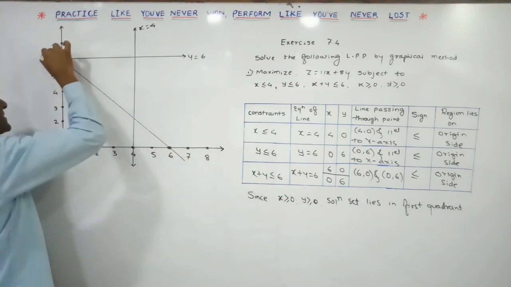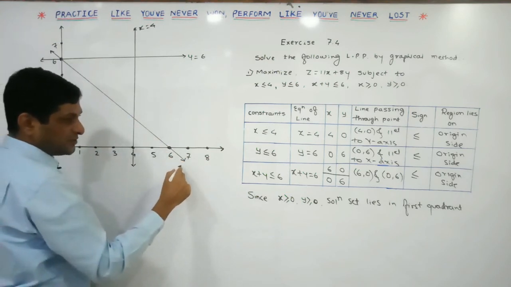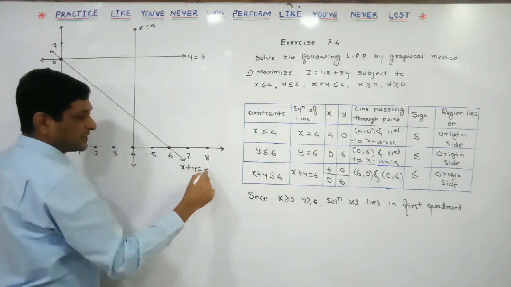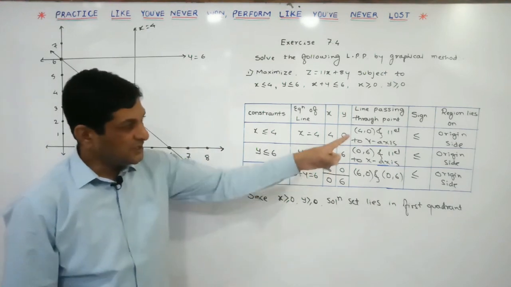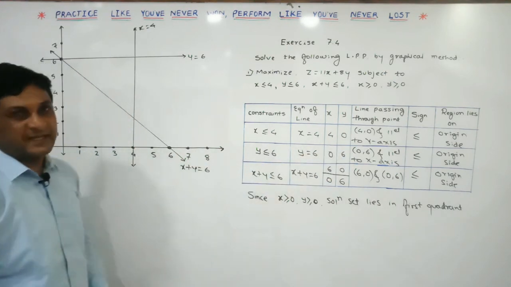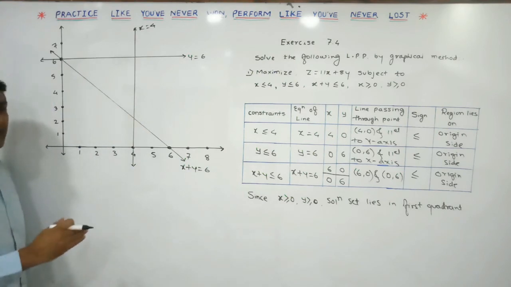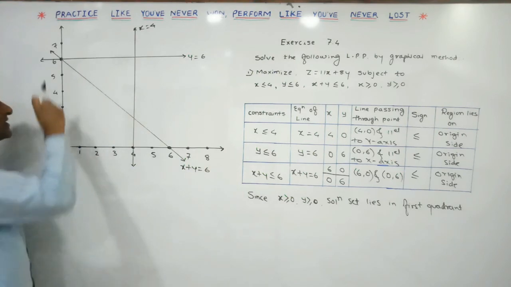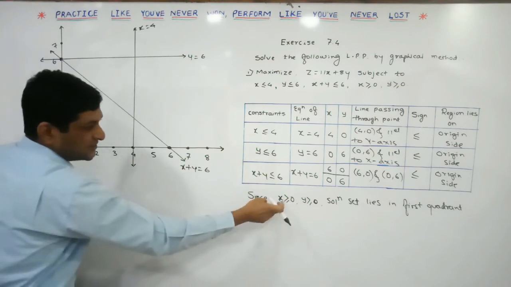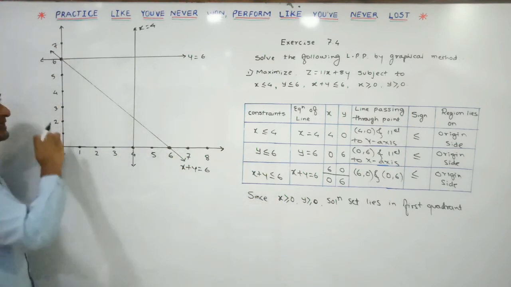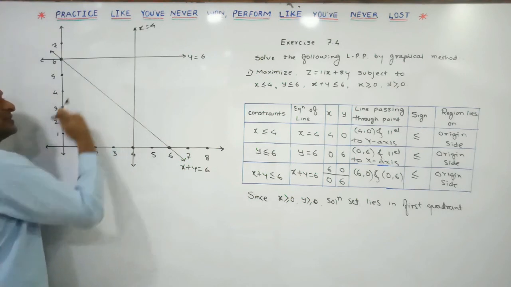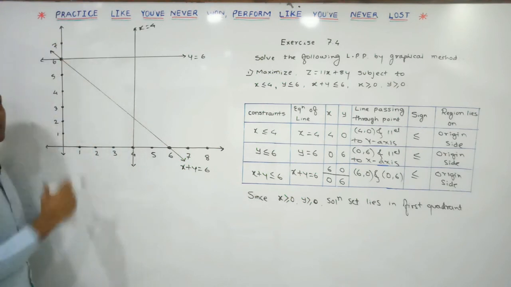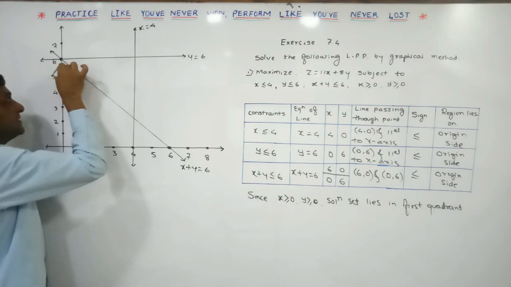Once the line is constructed, write down the equation of the line, that is x plus y is equal to 6. Now for all these lines, the inequality symbol that appears is less than, which means for every line the origin side part will be the solution set. Even from this condition we can say that the solution set lies only in the first quadrant. For this line also origin side part, for this line also origin side part, for this line also origin side part, means this is the common part.